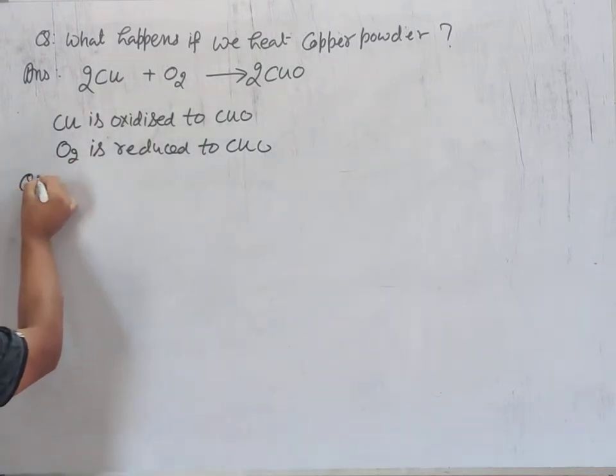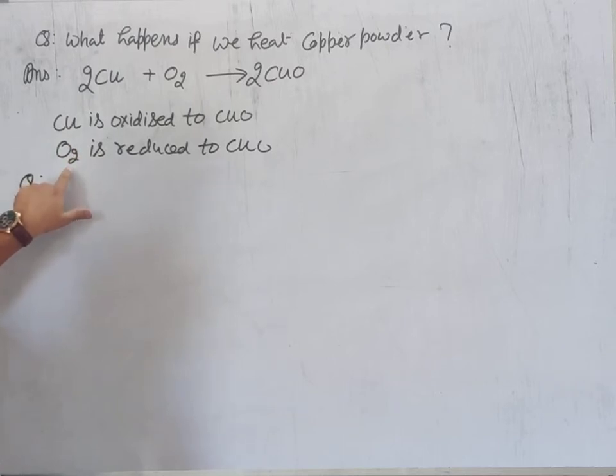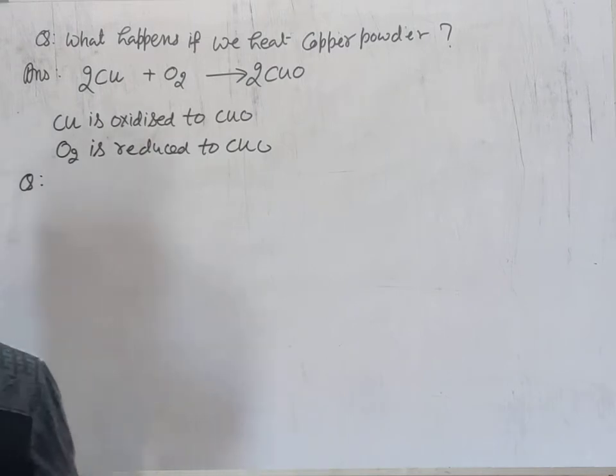Next question is, naturally the substance which is oxidized is the reducing agent, and the substance which is reduced is the oxidizing agent. Next question.